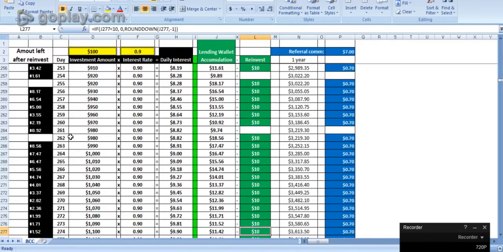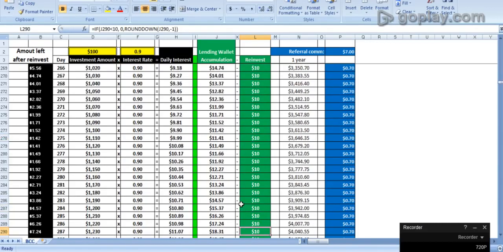Day 262. That's still less than a year, and your $100 became $980 invested, and you're getting paid out $8.82 per day. And now at this point, the interest is enough to make a new reinvestment every single day. You see how fast that happened? Not even a year, and it's happening already.